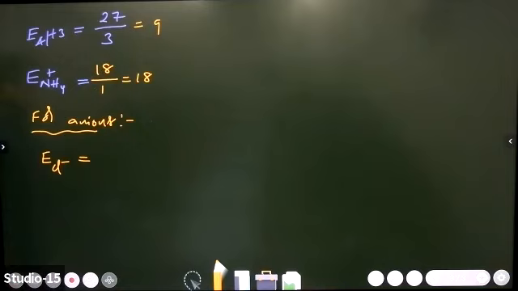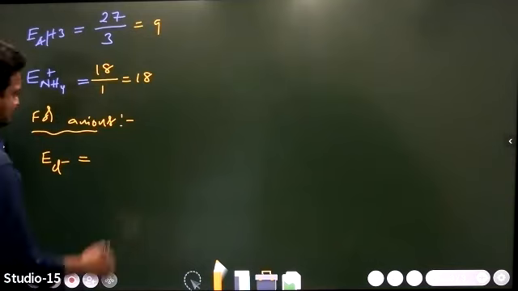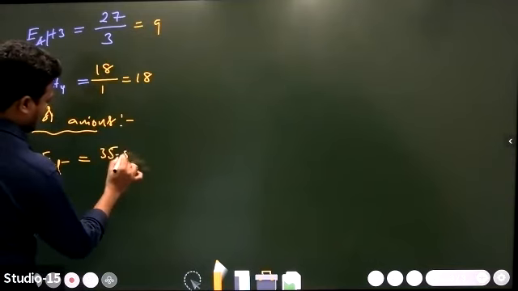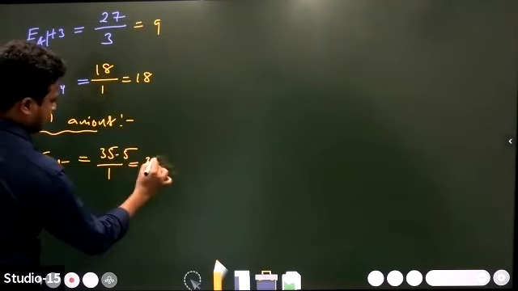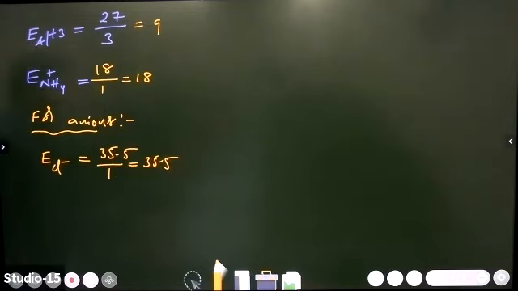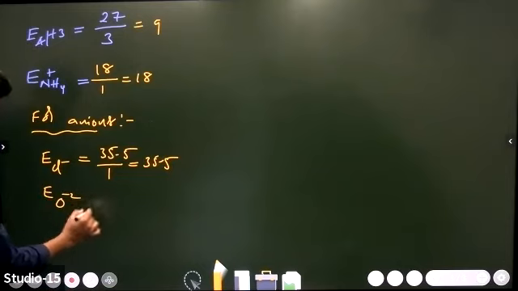Cl minus, Lahari, 35.5 by 1, which is equal to 35.5. Very good. Next one, equivalent weight of O minus 2. Equivalent weight of O minus 2.